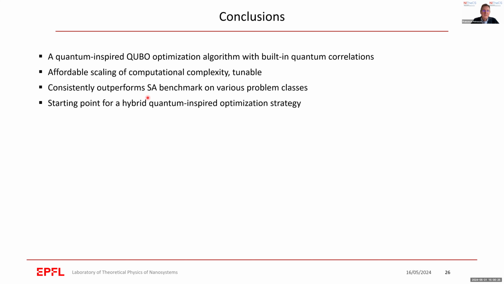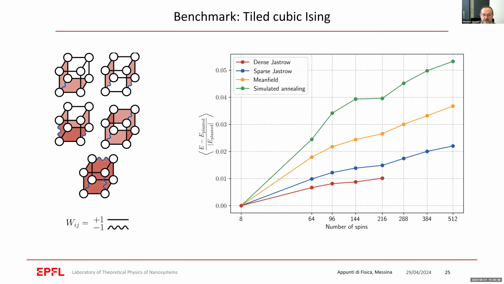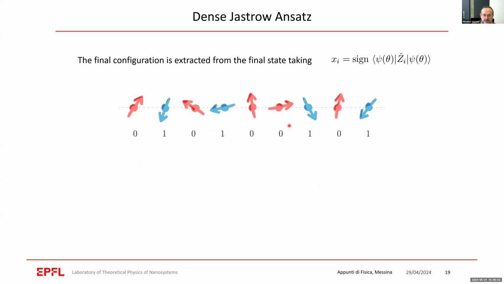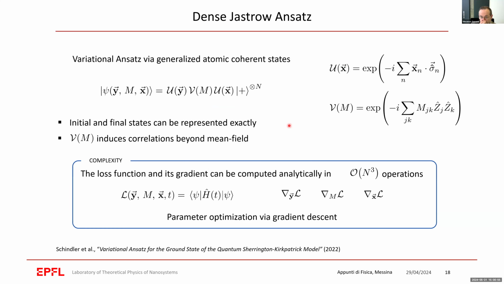Please don't be shy. Maybe while people think, Vincenzo, I was intrigued by your generalized atomic coherent states. What other applications do they have? That's very interesting. Yes, so this is a class of variational representations that can be described in many different ways.